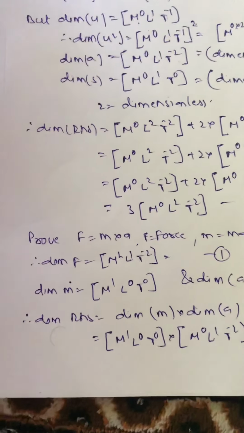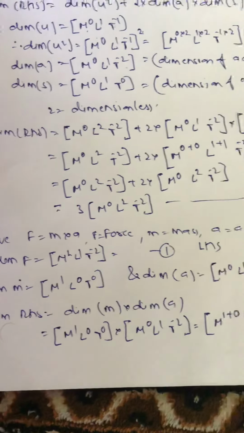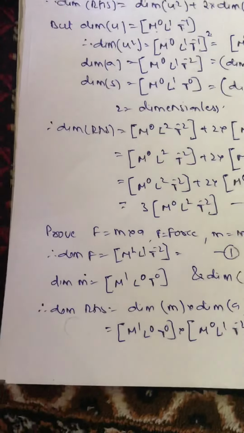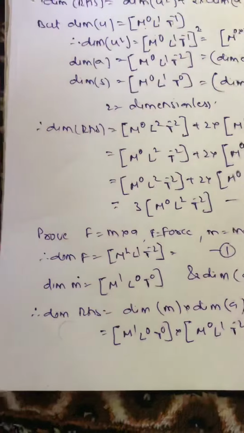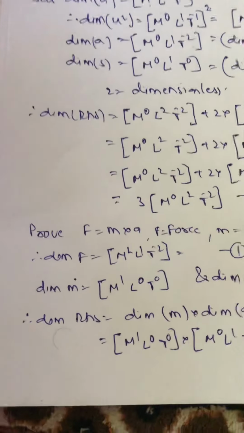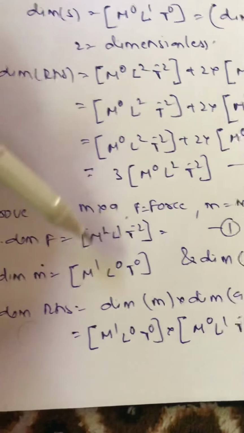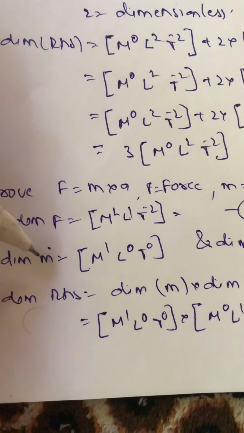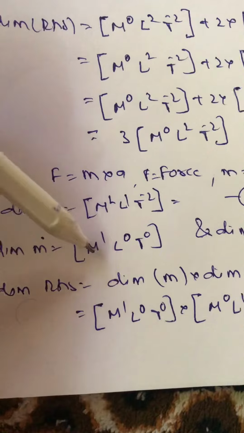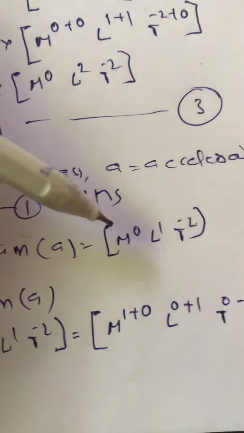So I have ready-made taken M1 L1 T minus 2, equation number 1 set. This is your left hand side. Now you go to the right hand side. Right hand side, what do you have? You've got m and you've got a. Dimension of mass is equal to M raised to 1 L0 T0. See, this is the dimension of a fundamental quantity, so it will not contain any other term at all, only mass. And dimension of acceleration is M0 L1 T minus 2.